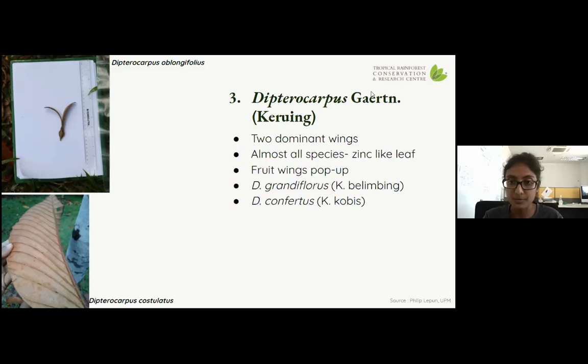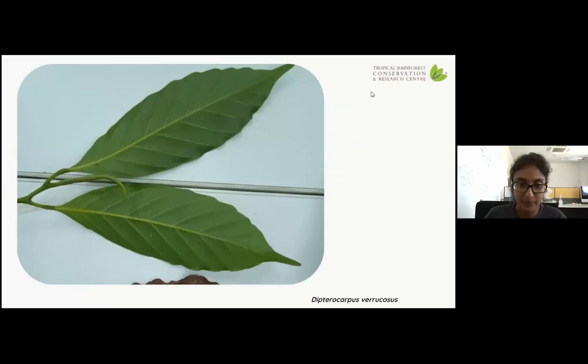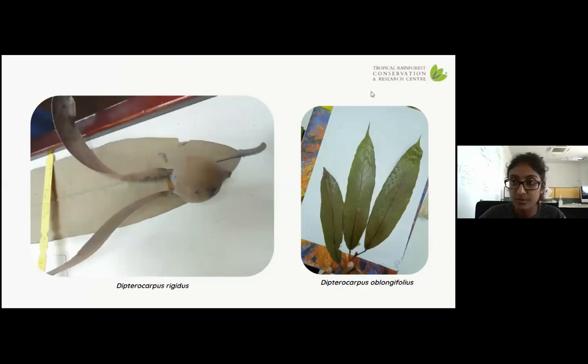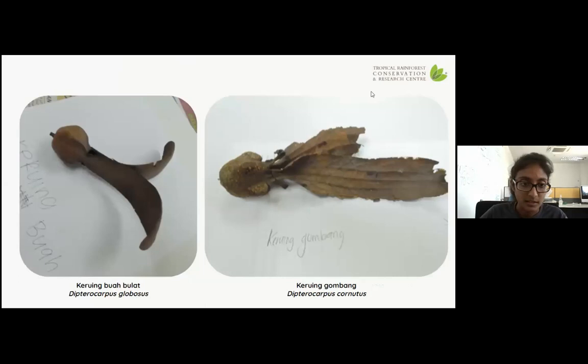Okay, this is more examples. You can see the margin of the leaf, it's zinc-like. This is Dipterocarpus verrucosus. And then you see the two dominant wings of Dipterocarpus rigidus, and you see the zinc-like margin of Dipterocarpus oblongifolius. And then, yeah, more examples of the two dominant wings.